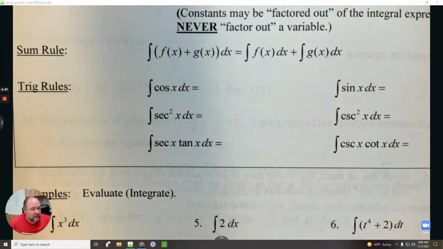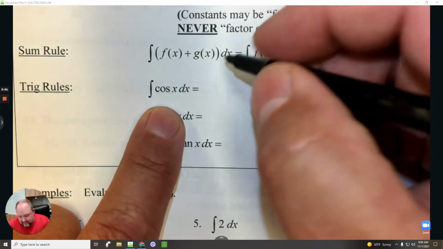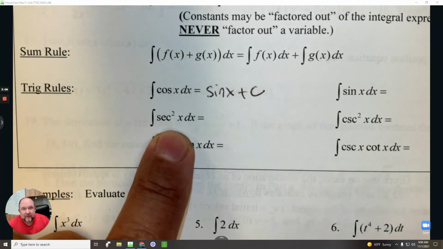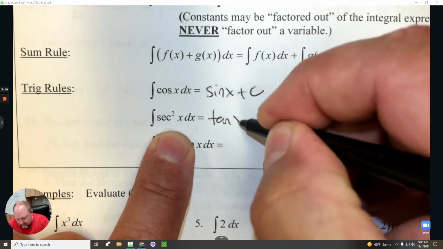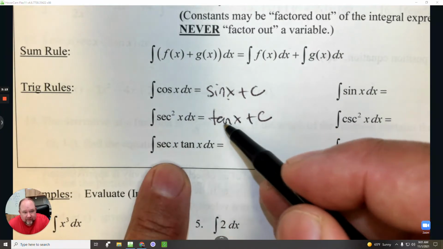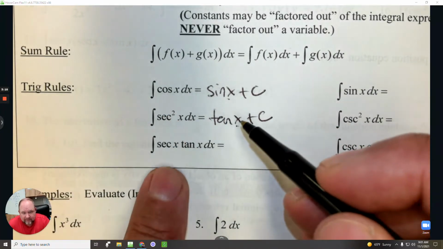And then here are some trig rules. We're going to be working backwards. So the integration of cosine is sine, and don't forget the candy at the end. The integration of secant squared is tangent. We're just working backwards. In other words, the derivative of sine is cosine. The derivative of tangent is secant squared, we're working backwards.